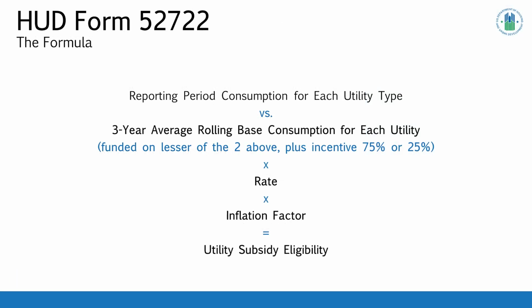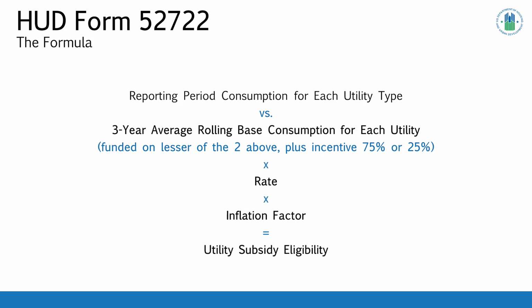The reporting period consumption is going to be that six months before the funding period. It's going to be July 1 to June 30. For an example, July 1, 2022 to June 30, 2023 for the funding period of 2024. That's the reporting period. So we'll gather that consumption for each type of utility. We're going to compare it to the 3-year average rolling base consumption.